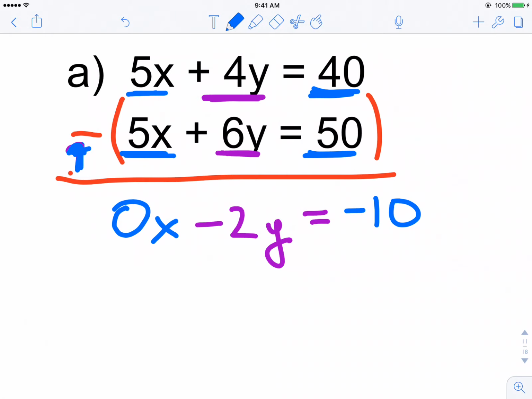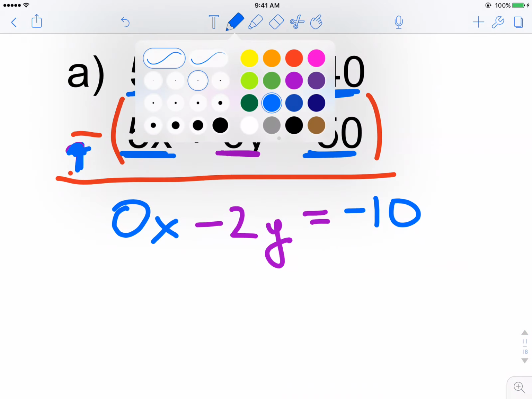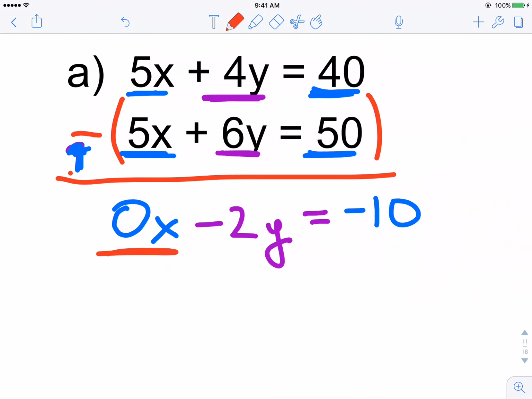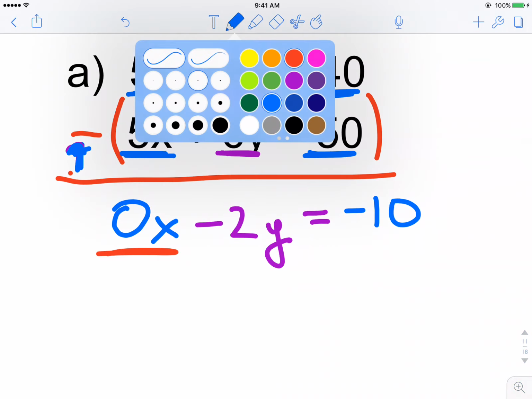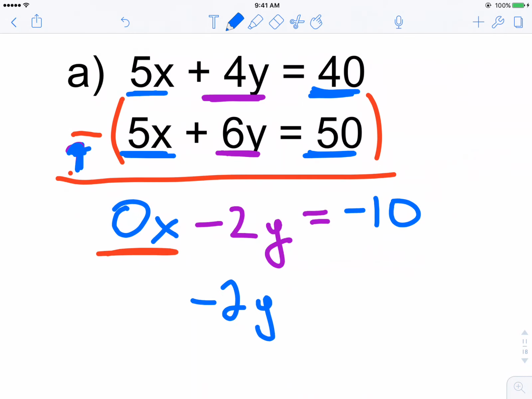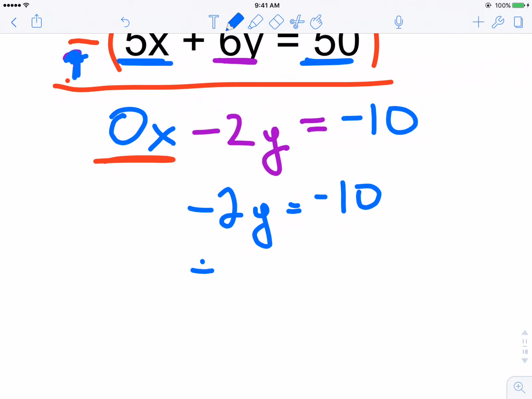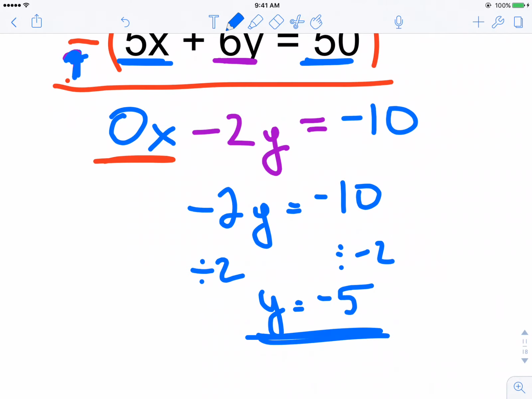Okay? And then you'll see that we have an equation. This is 0. So we have an equation now that is just minus 2y is equal to negative 10. And I can solve that. Divide by negative 2. Divide by negative 2. Y is equal to negative 5. So now I have a value for y.